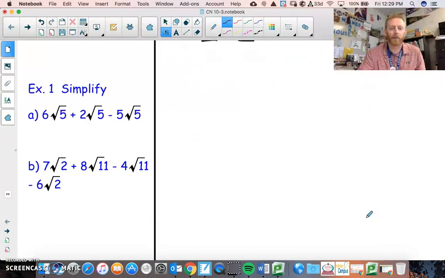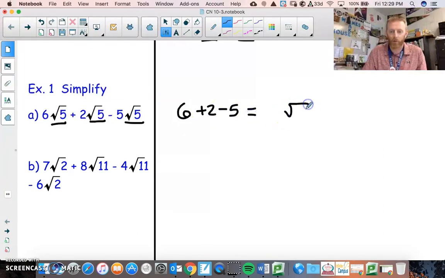So here's our first couple of examples, and we'll make this go fairly quickly. You'll see I have a 6 root 5 plus a 2 root 5 minus a 5 root 5. All three of these have the same root 5. So the only actual math that we're doing is 6 plus 2 minus 5, and our answer is going to be something root 5. So if we combine those things, 6 plus 2 is 8, 8 minus 5 is 3, so then we get a 3 root 5 for our answer. And that's how this works.